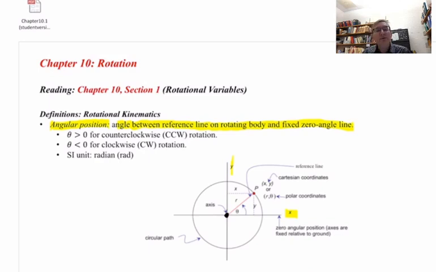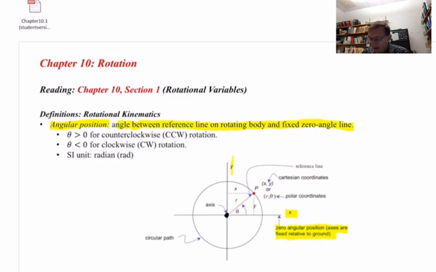I've even drawn a red line connecting point P to the axis of rotation. What we want to keep track of is that red reference line. What is the angle between that red reference line and the fixed zero angle line, which by convention is the plus x axis? Let's be clear: those x and y axes are not rotating with the wheel. The wheel is rotating about the axis of rotation through its center, and therefore point P is going around and around in a circle, but the x and y axes are fixed relative to the ground.